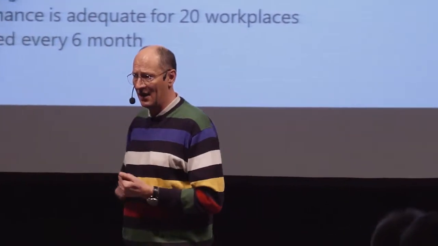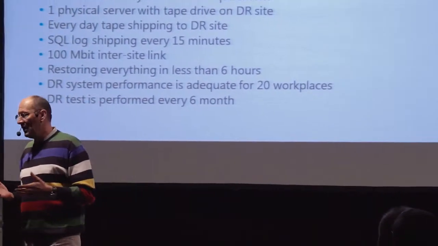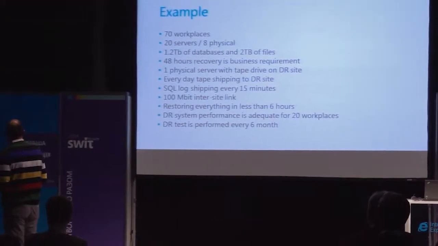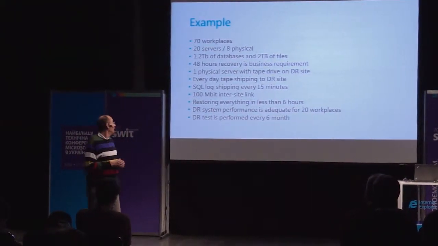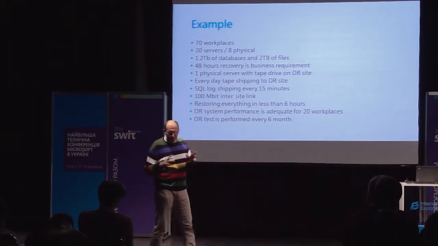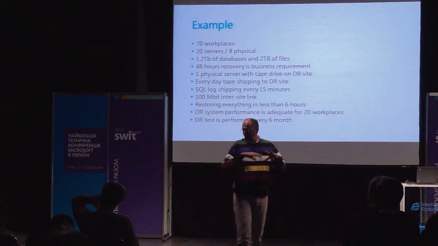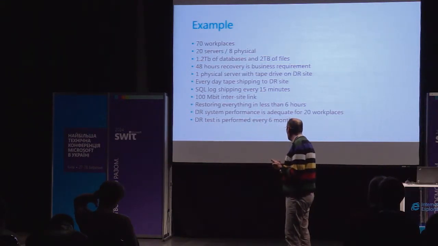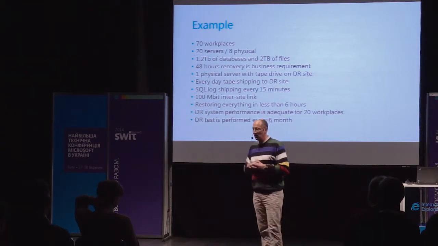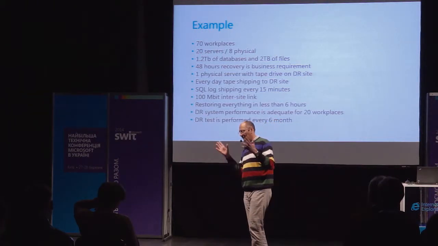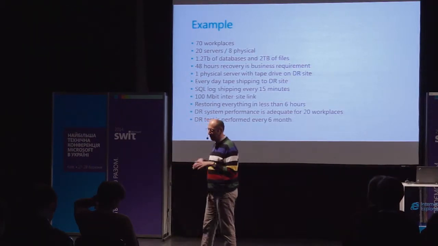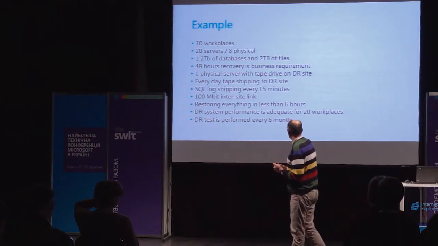So, one of the examples, and this is a solution which I have implemented at most of my customers because it is really the cheapest solution. Here I will discuss a little bit, by words, one of the companies which has approximately 70 workplaces. They operate on 20 servers, of which 8 are physical servers, and all the other stuff is virtualized. They have a few databases, approximately 1.2 terabytes of data, and they have 2 terabytes of other files. File sharing, in this 2 terabytes, is exchanged among these 70 people, and stuff like that.